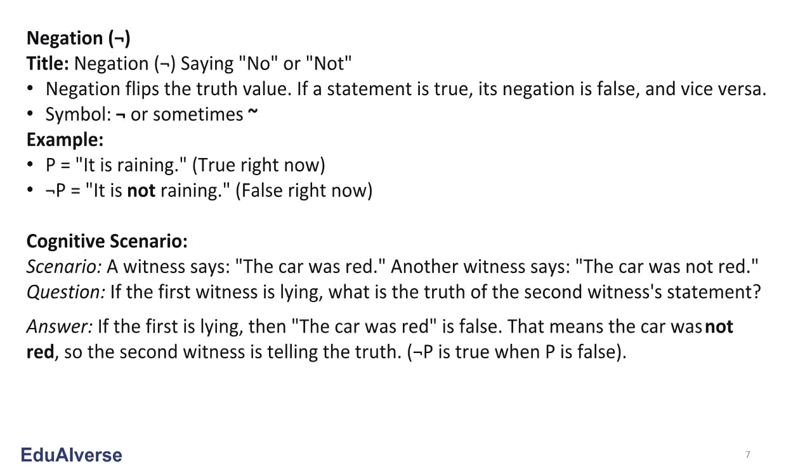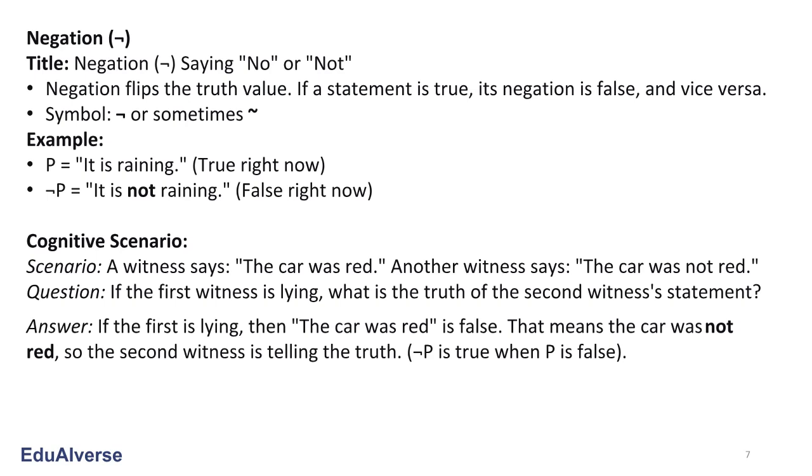Negation. The first operator is negation. It simply means not, or it is false that. The symbol is a little dash that looks like this. Negation flips the truth value. If a statement is true, its negation is false. If it is false, its negation is true. For example, let P be, it is raining. If that is true, then ¬P, it is not raining, is false.